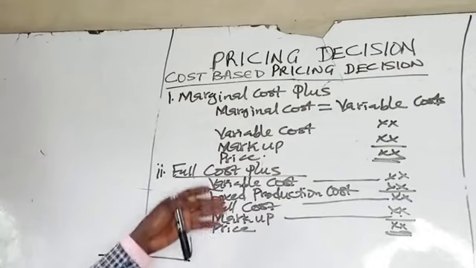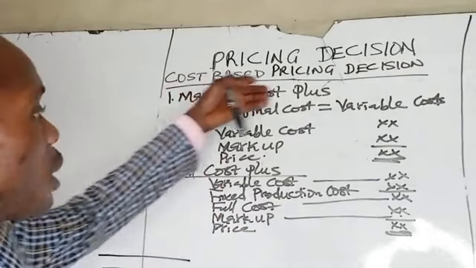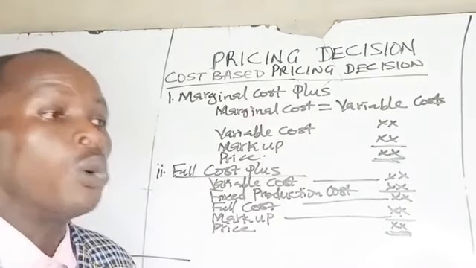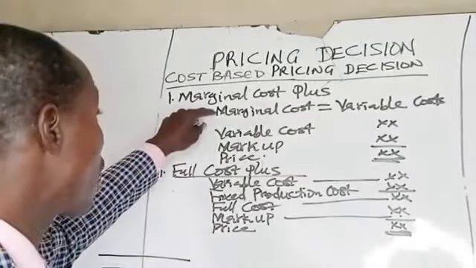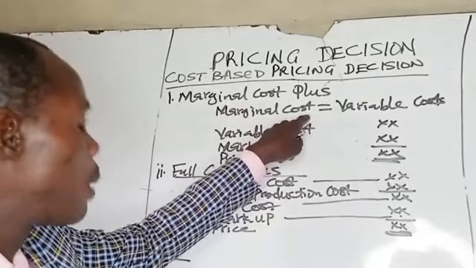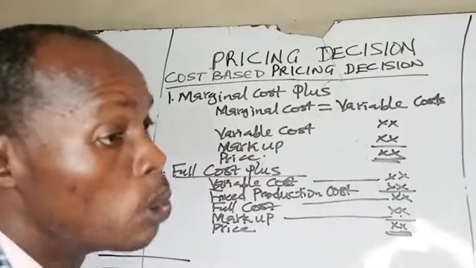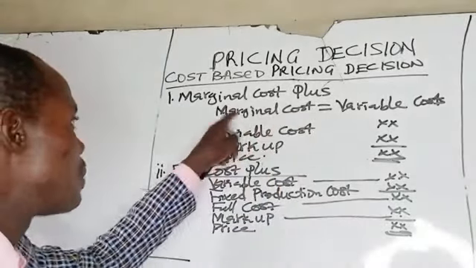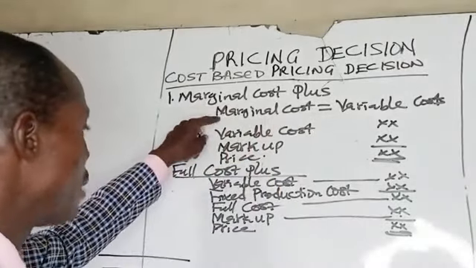So the features of marginal cost plus. Price are set too low. One of the major features of the marginal cost plus, the price may be too low. It is useful in short-term decision. This method is useful in short-term decision.